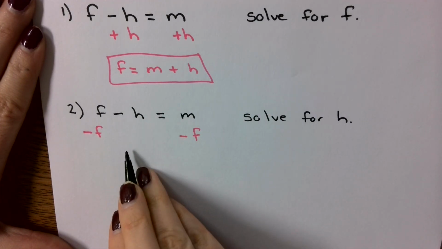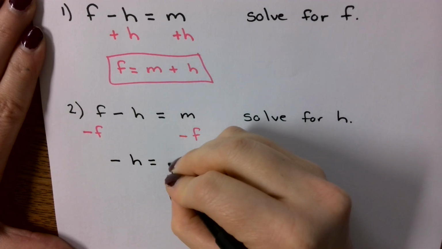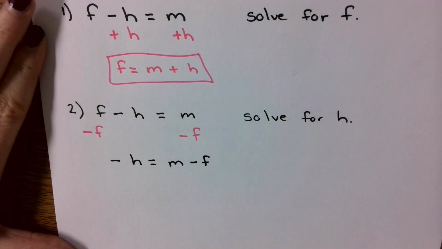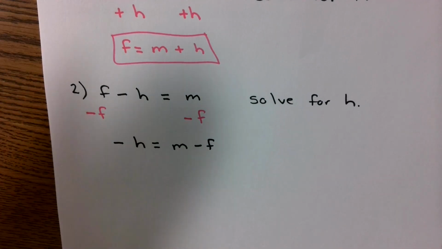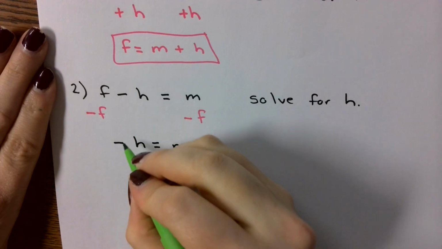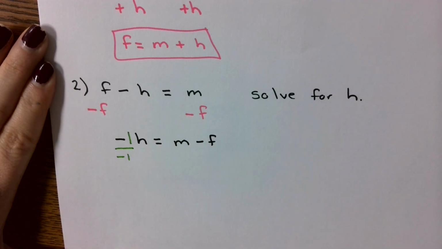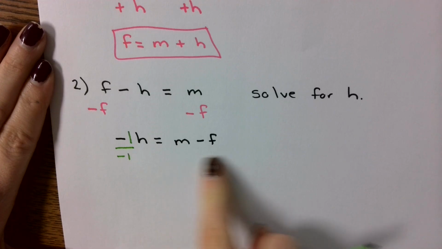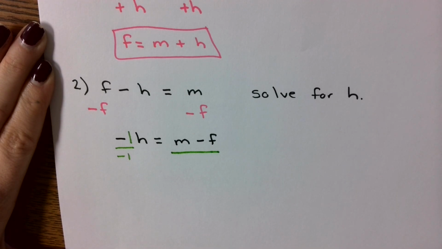But we're not left with h by itself. We're still left with a negative h is equal to m minus f. So now what do I need to do to get h by itself? Divide by negative 1. Good, because this is a negative 1 as a coefficient to the h. So we're going to divide by negative 1. Well, how do I know which number to divide by? You don't get to pick. You divide the entire thing. The entire expression is getting divided by negative 1.